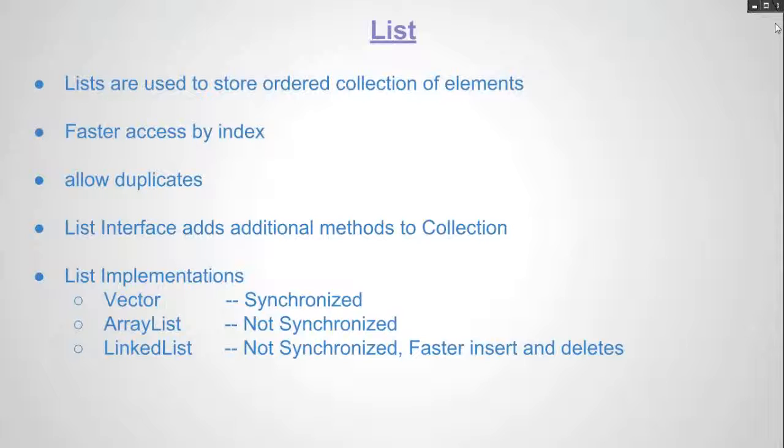The list interface has additional methods over the collection. The list interface extends the collection and has additional methods like list iterator and add with indexes. A normal collection will not have the behavior to add elements with an index. You can just add the element, but with the list interface you can add elements with an index also.